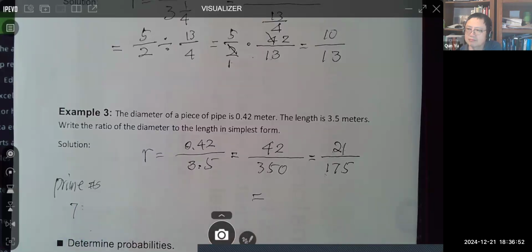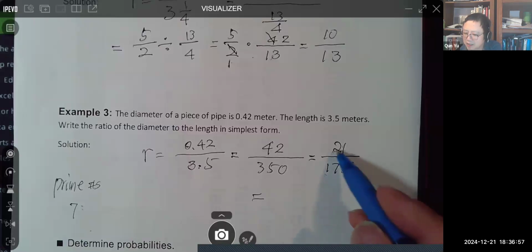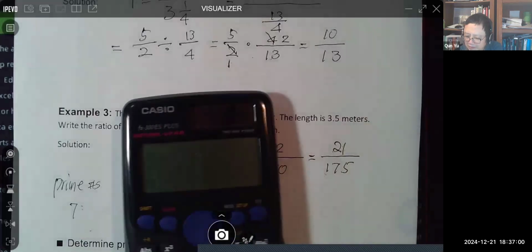7. 7 can only be divided by 1 and itself. 21 divided by 7, sure. How about 175?